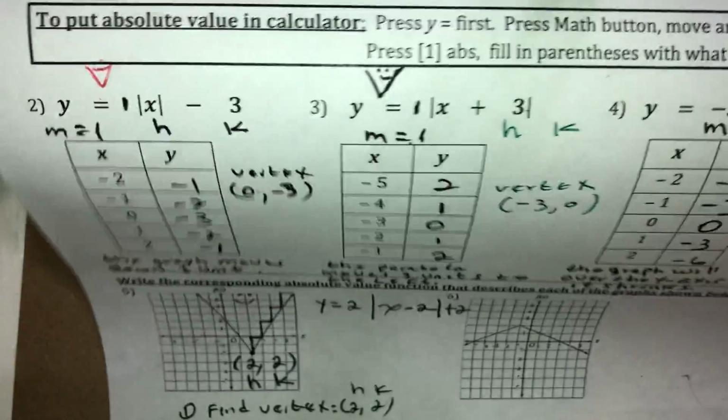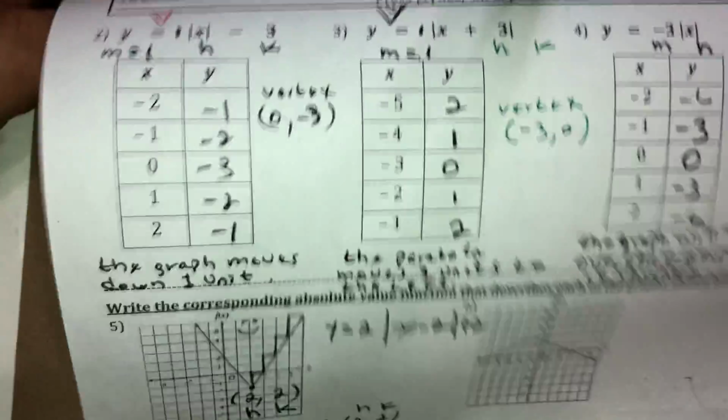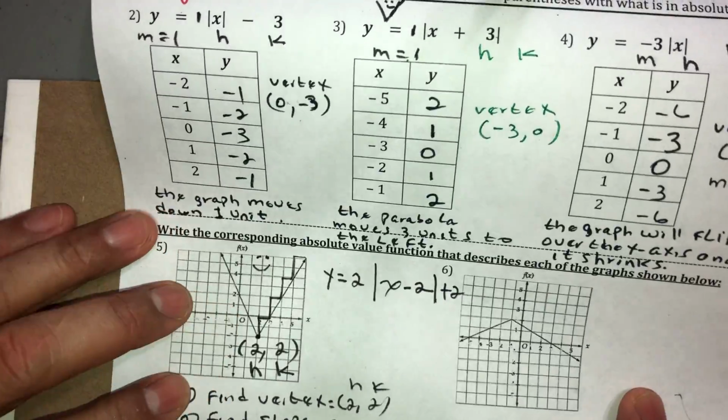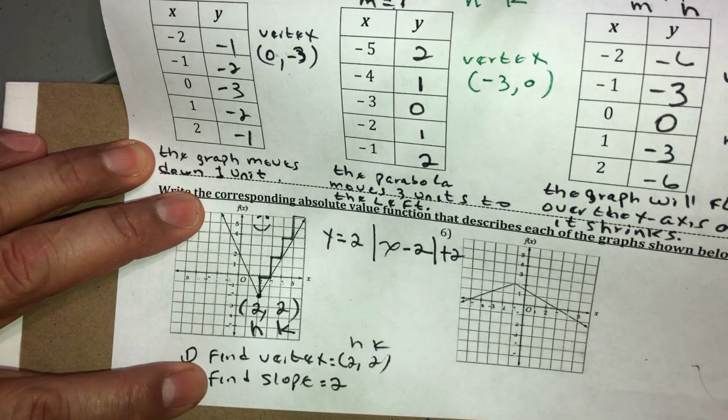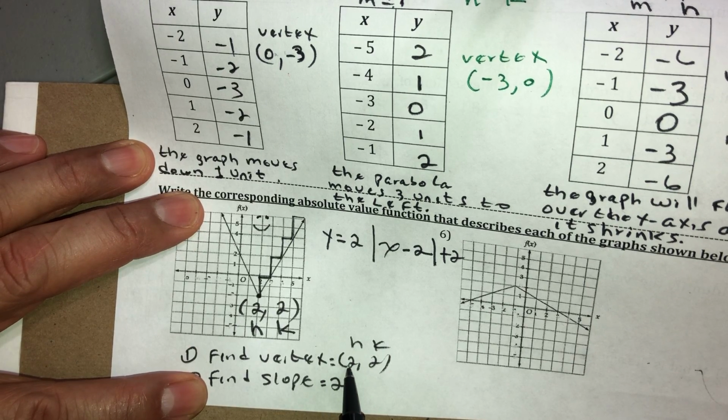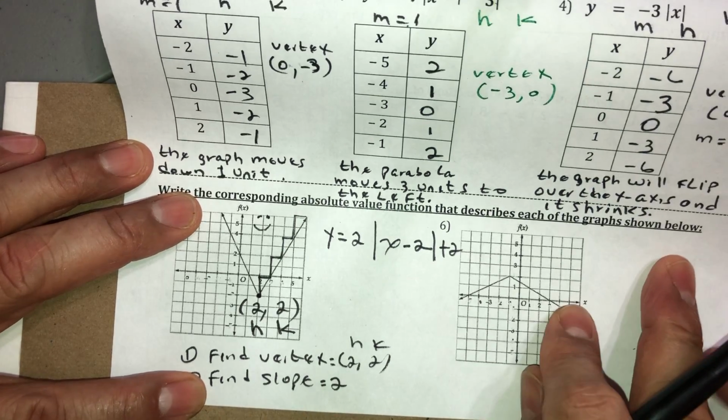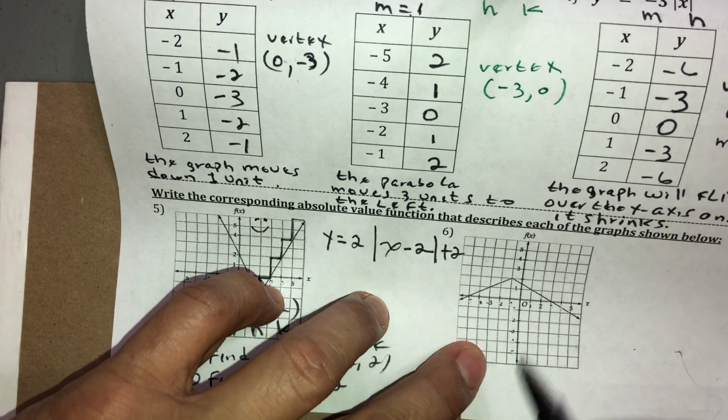I just don't want to ruin my paper here. All right, okay, much better. So you can clearly see that in the vertex, that's h and that's k, the h always changes and the slope is 2. Now, take a look at the other one. The other one, same thing.